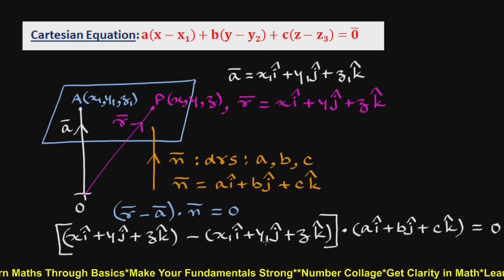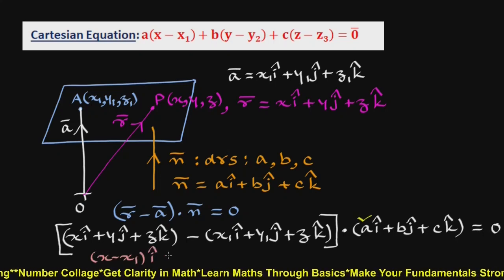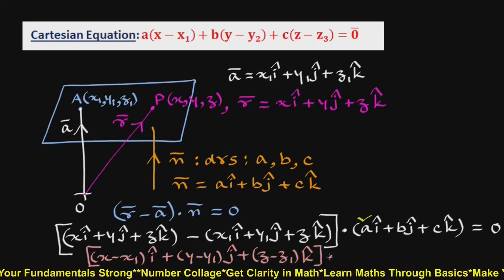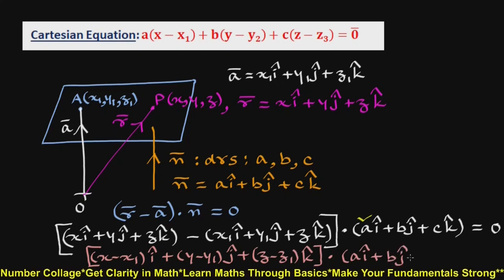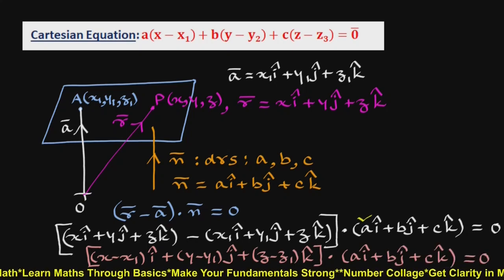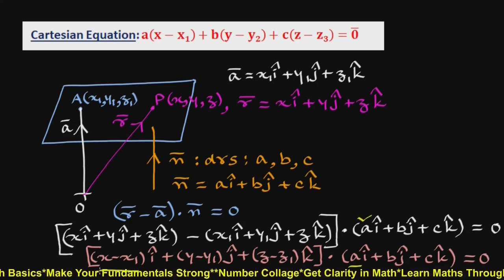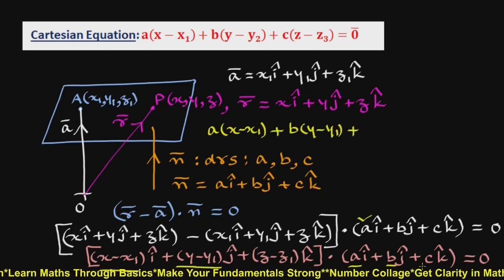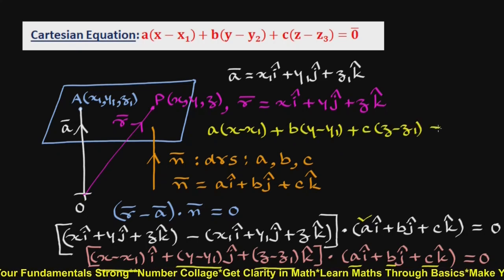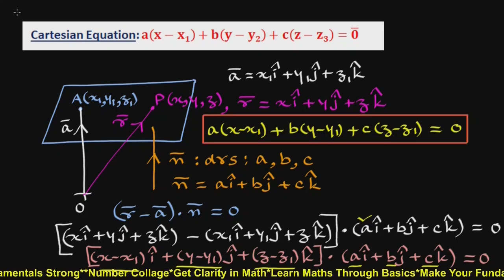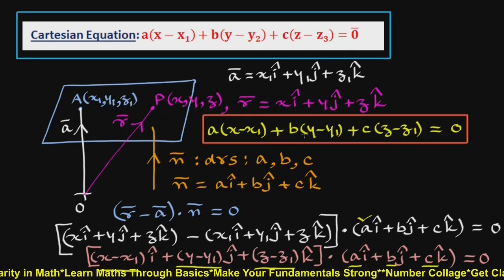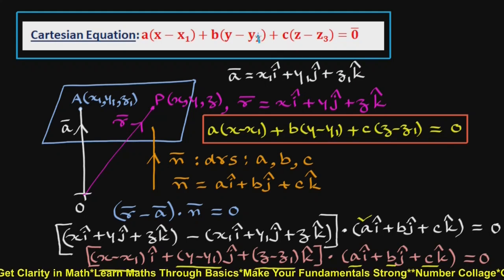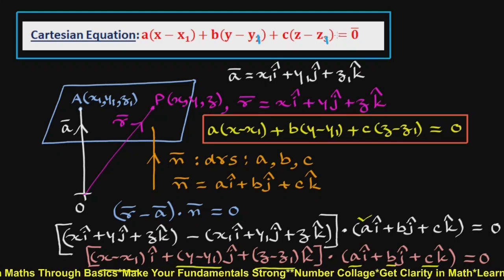This equals 0. This will be (x minus x1) i cap plus (y minus y1) j cap plus (z minus z1) k cap in dot product with a i cap plus b j cap plus c k cap equals 0. Now this dot product works out to be a times (x minus x1) plus b times (y minus y1) plus c times (z minus z1) equals 0. And this is what is known as Cartesian equation: a into (x minus x1) plus b into (y minus y1) plus c into (z minus z1) equals 0. There is one correction here. This is not y2 but y1, and this is not z3 but z1.